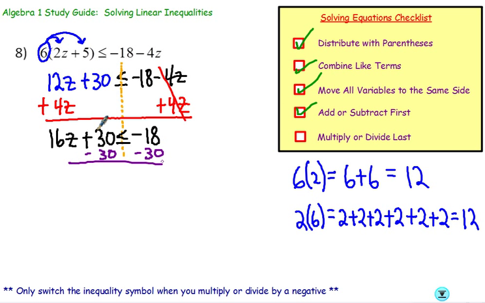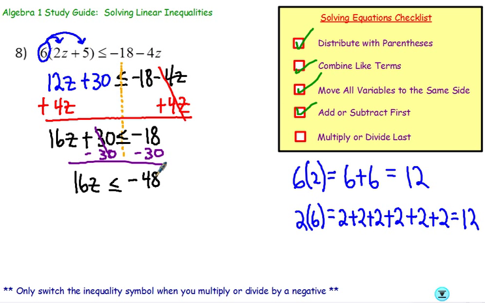What I do to one, I do to the other. Bring it down, 16z less than or equal to. And again, notice less than or equal to has stayed the same because I have not multiplied or divided by a negative. So that's why that symbol has stayed the same. Got another shutout. Looks like the negative scored 18, the negative scored 30 more, so they killed it. So they scored a total of 48 points.